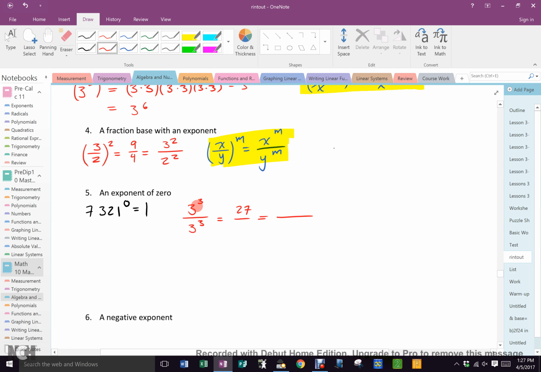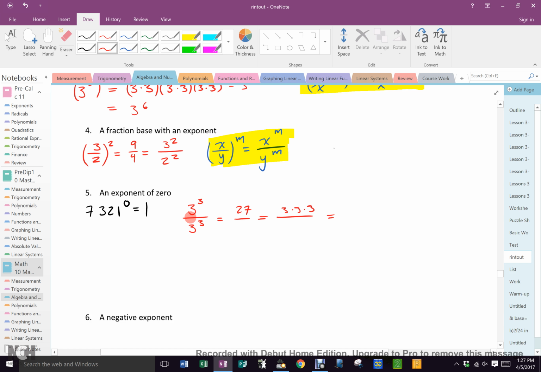What else could I write there instead of 3 cubed? What's another way I can write it? You just filled out a whole chart on it. 3 times 3 times 3, correct? Everybody cool? And finally, what is the law here?